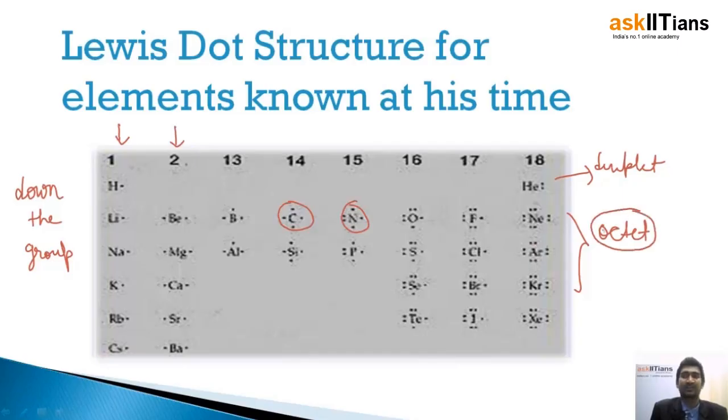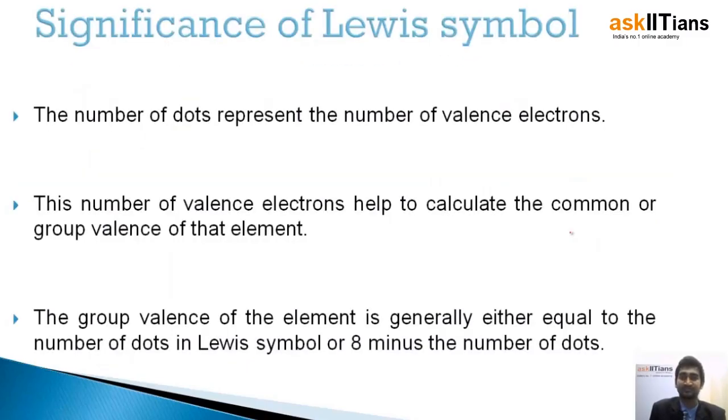with regard to octet completion of elements, and he said that this is the reason why atoms combine to form a bond. And what is the significance?